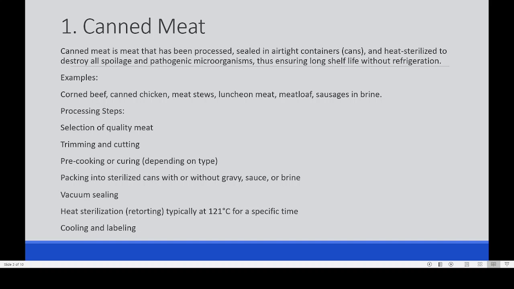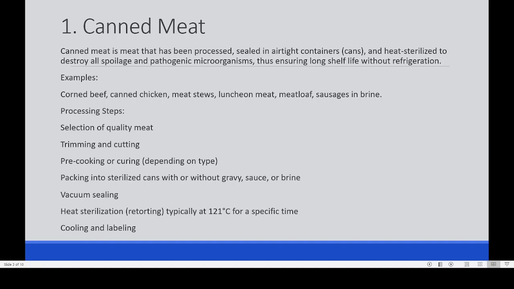Then coming to the processing steps. Here you can see the canned meat preparation. In canned meat preparation, there are a number of different stages. One is trimming and cutting. We have to first select the meat, then we have to cut it properly. Then there will be a pre-cooking process. Here you can see how they are preparing the canned meat.